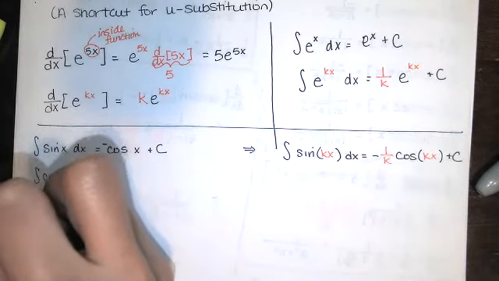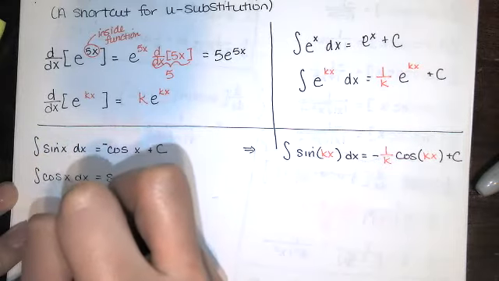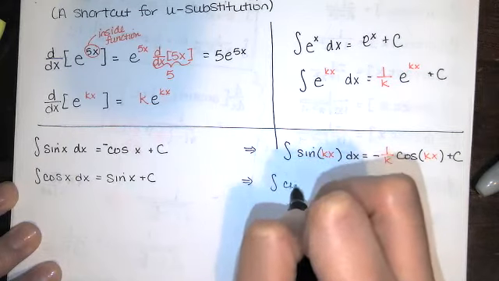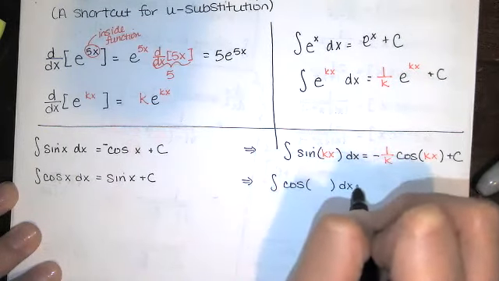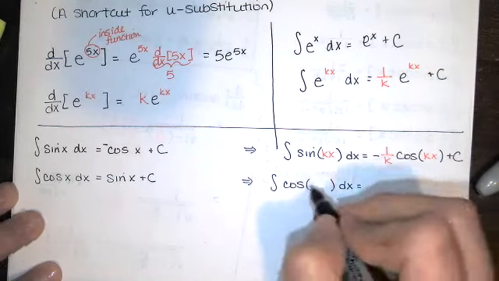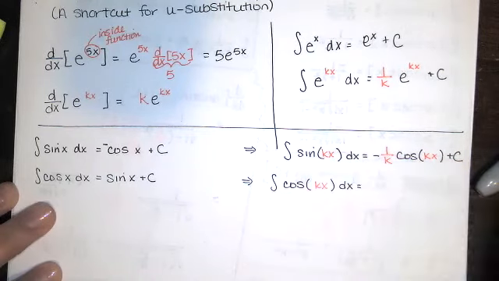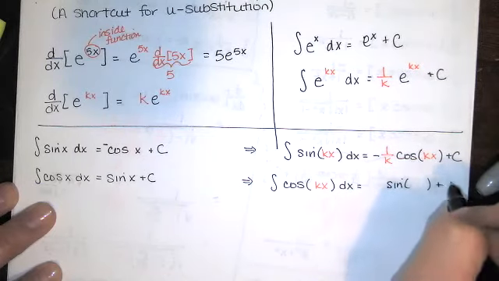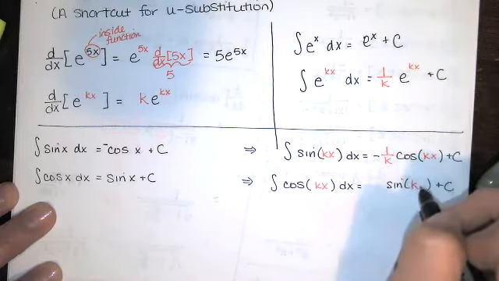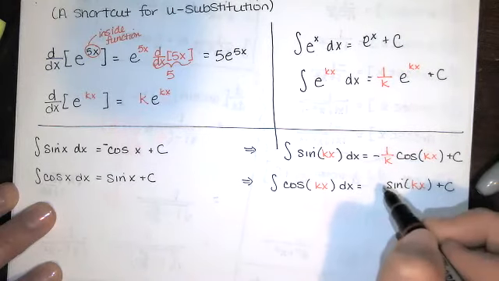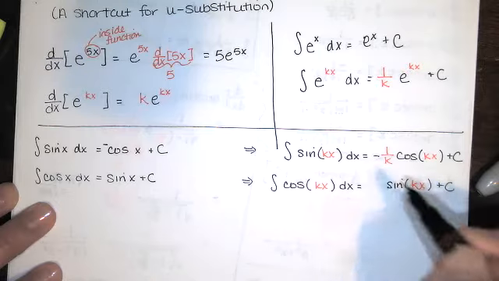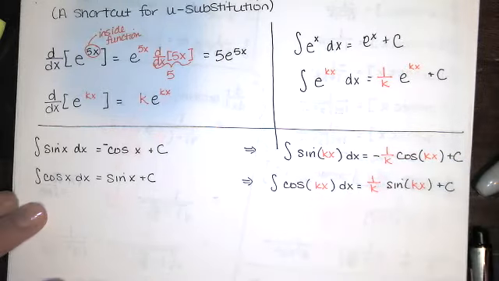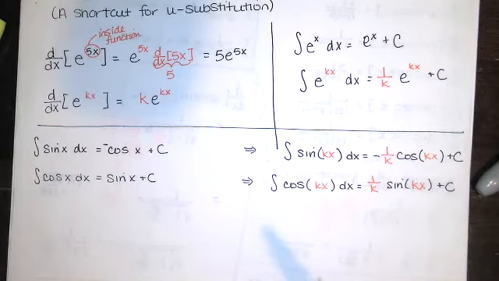Antiderivative of cosine of x is sine of x plus c. So the antiderivative of cosine of kx is sine of kx. So you replace the x with kx. But then if I were to take the derivative, I would have to multiply by k. If I'm taking the antiderivative, I have to divide by k. So all of our rules can be modified in this way.